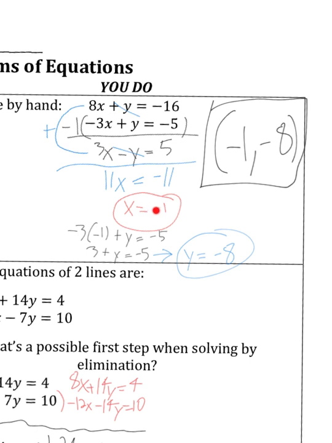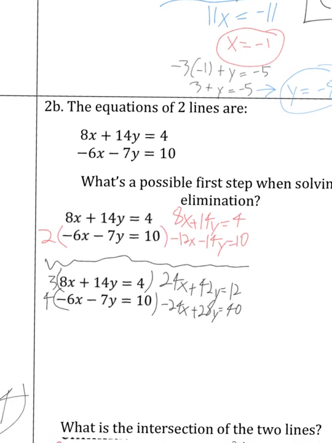-1, and then I just plugged in my -1 into one of the functions, so this got me positive 3 plus y equals -5. So if you minus 3 to the other side, you get y equals -8. So my intersection's at -1, -8.